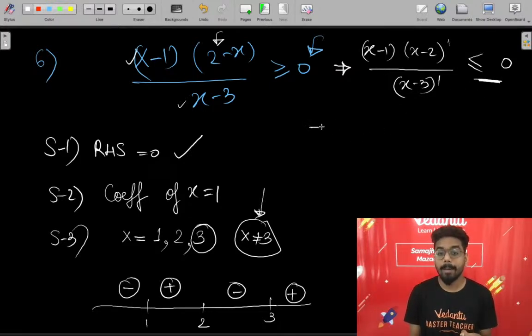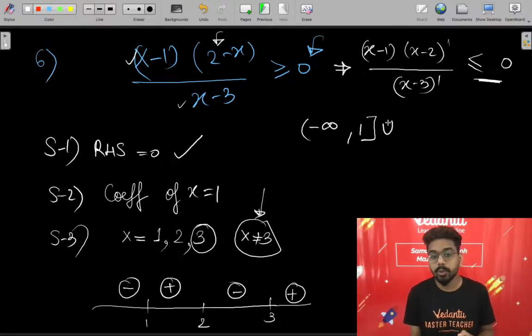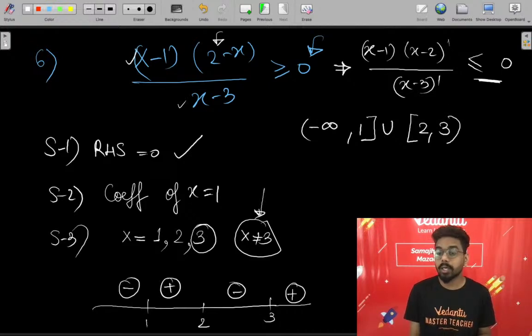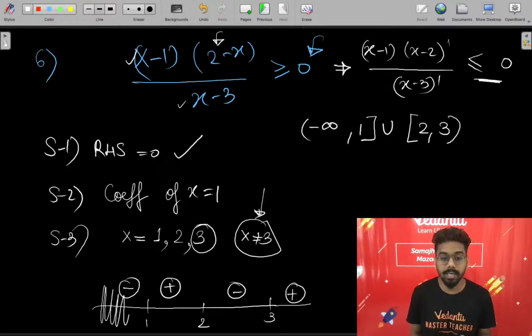So you would say minus infinity to 1. 1 included? Yes, it's in the denominator. Union 2 to 3. 2 included? Yes, there is no problem, but 3 is not included because 3 is in the denominator. If we include 3, it will create a not defined, indeterminate situation. And on this reason, we will say we are having negative sign of the function.